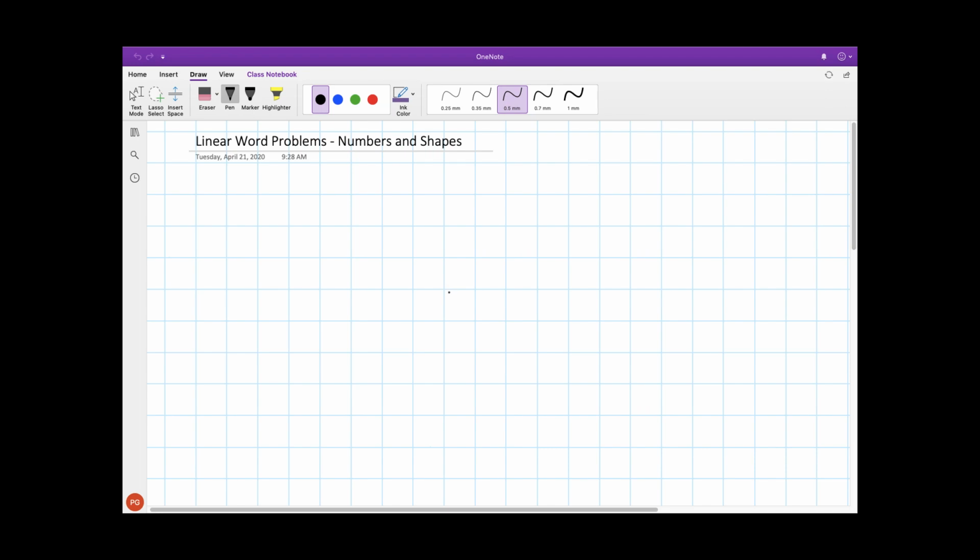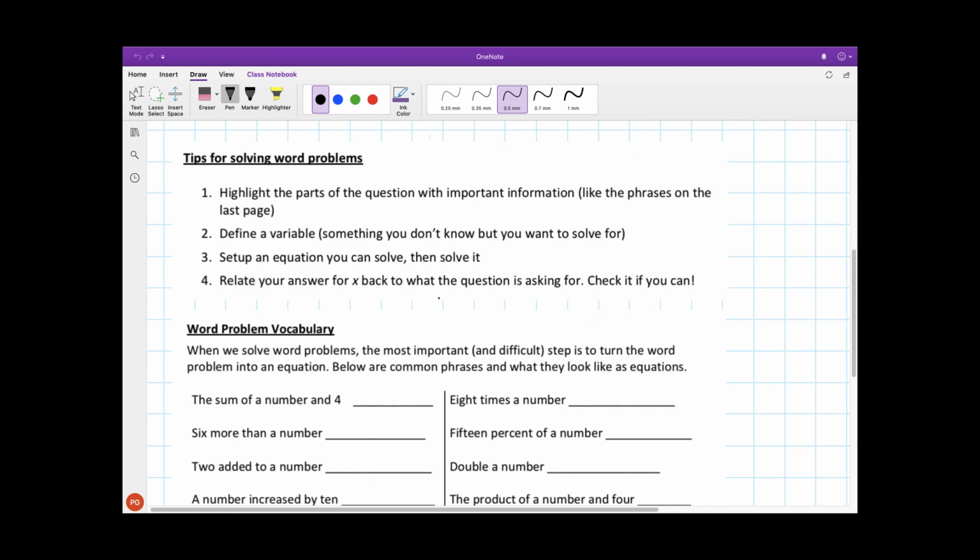Before we jump into examples, I wanted to remind you of some of the stuff that we did before spring break, because we actually did a lesson about word problems. There were notes on my website that talked about some tips for solving word problems. So these are two excerpts from the website. So if you haven't, check out the website notes.